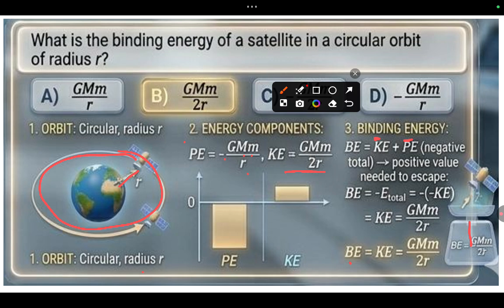So what is binding energy? Total energy is KE, which is G M m by 2r, plus minus G M m by r. After simplification, the total energy is equal to the negative of kinetic energy. So binding energy, the magnitude, is G M m by 2r. So that is the answer.